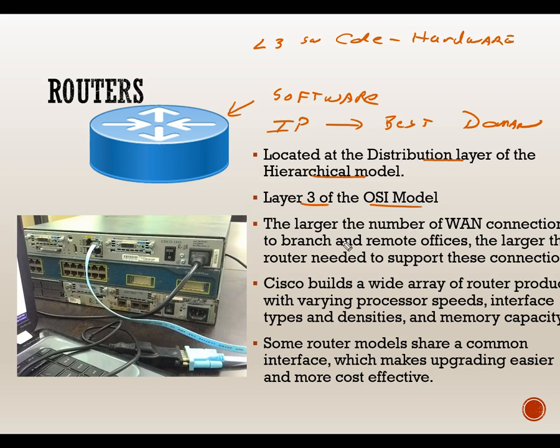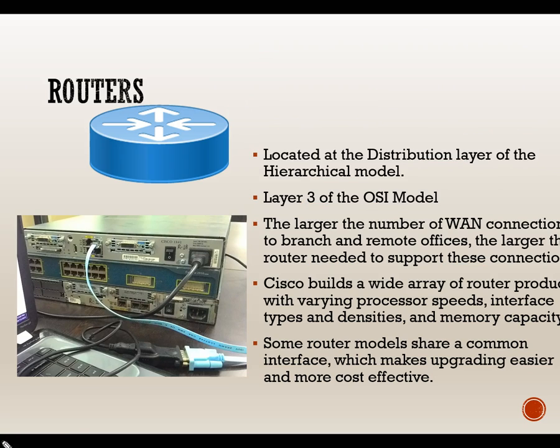The larger the number of WAN connections at a branch and remote offices, the larger the router needed to support these connections. What this is saying is, we're doing more work, so we're going to need a router that can do more work for us.